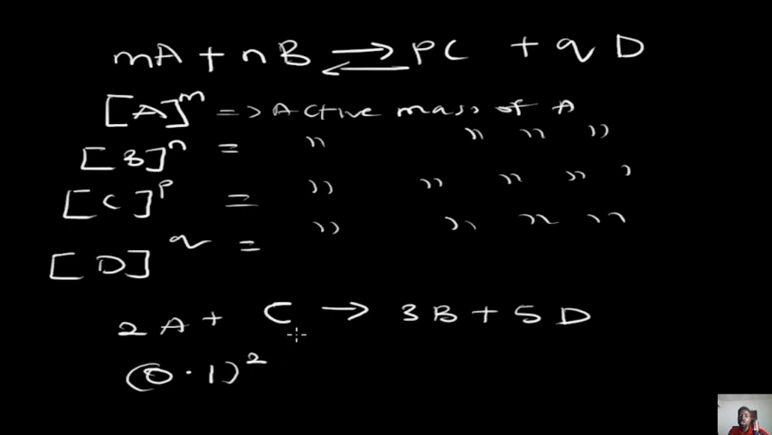If the concentration of C is 0.7 and I ask you for the active mass of C, you will simply do 0.7, that concentration, raised to the power of its coefficient, which is now 1. So basically, that is the whole concept behind the active mass. Now, with this said, let's go back to our study in the slide.